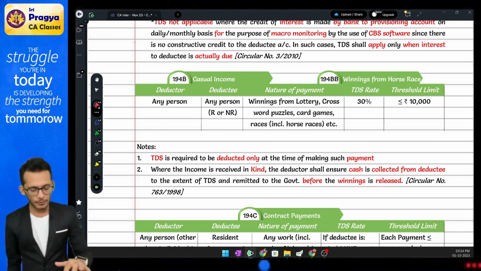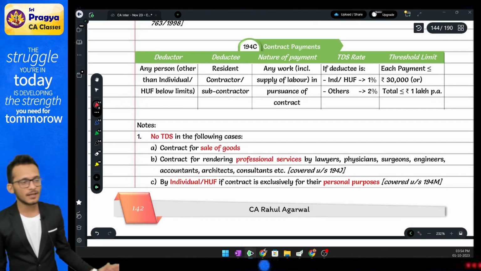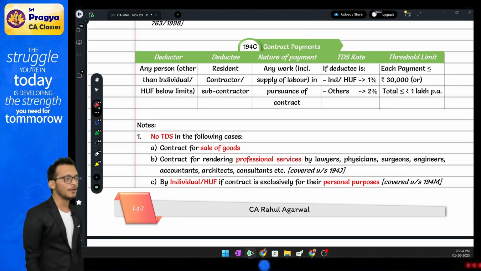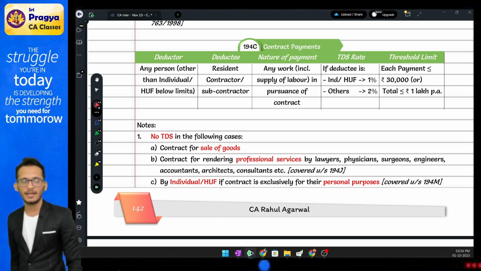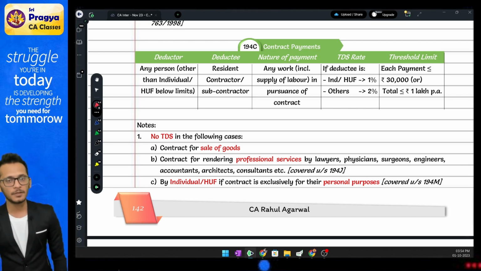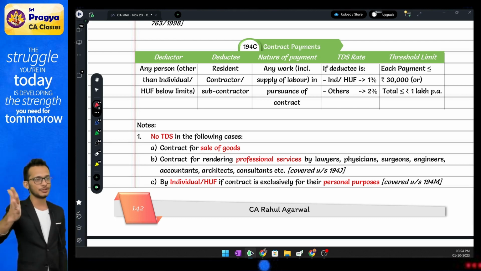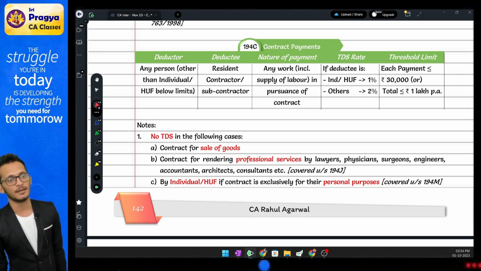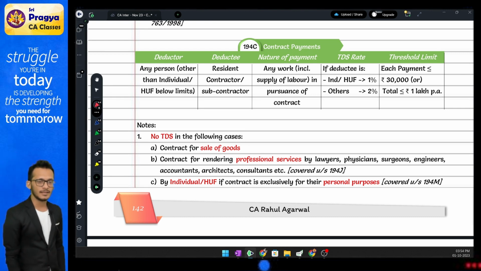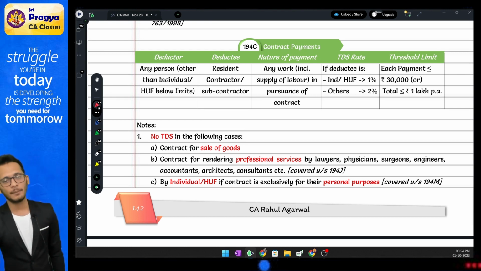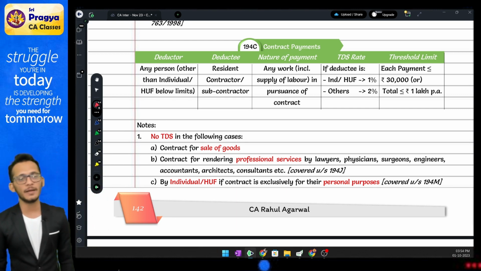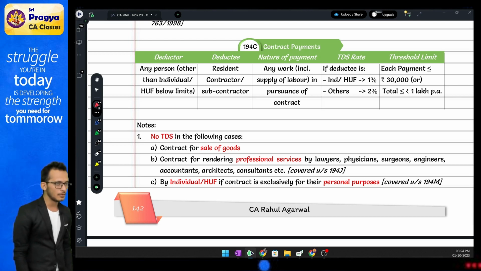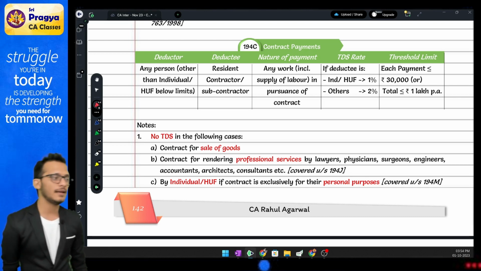After 194BB and B comes 194C, which talks about contract payments. This is a part of your first hijacker, where if any contract payments are happening, TDS will happen at the rate of 1% in case the other person is an individual or HUF, and 2% in any other scenario. It will happen in case the individual payment is more than 30,000 or the total year payment is more than 1 lakh. This is the criteria for 194C.